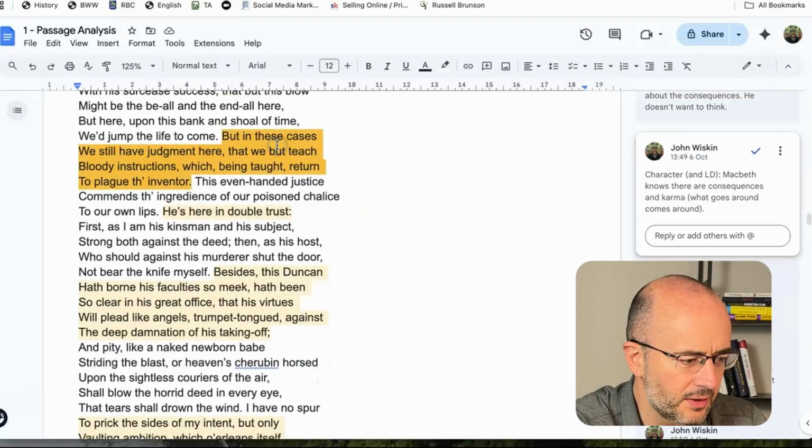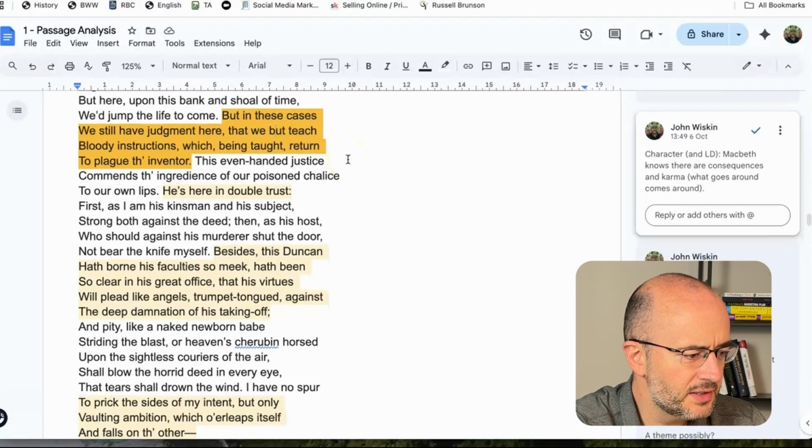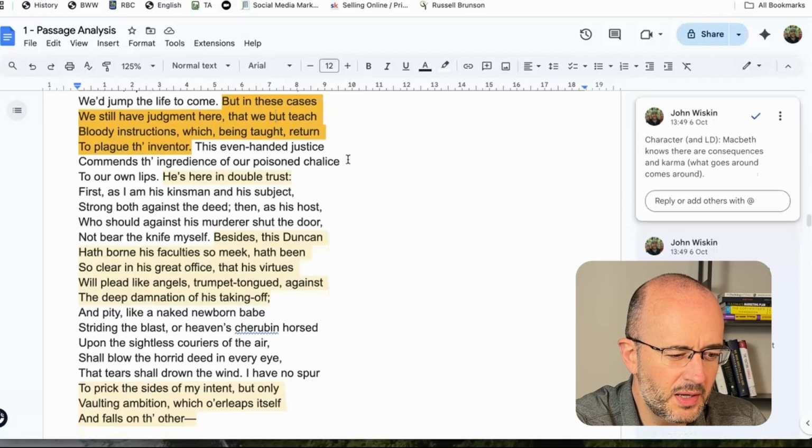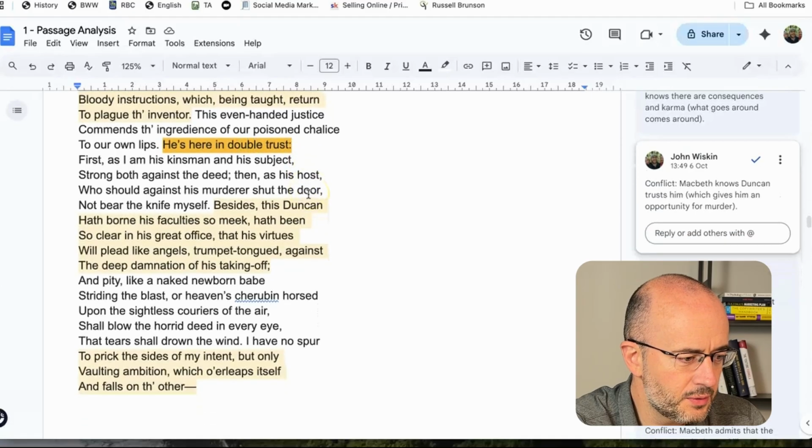If we keep going down here, we can see we still have judgment: "that we but teach bloody instructions, which, being taught, return to plague the inventor." So another character annotation and a little bit of a literary device, the idea that Macbeth knows there are consequences and karma. What goes around comes around. So again, looking at something simple that I'd mentioned earlier, character. Just keep talking about character. We've got another annotation right here.